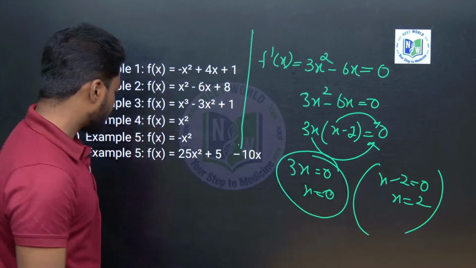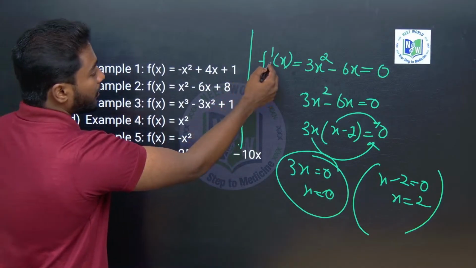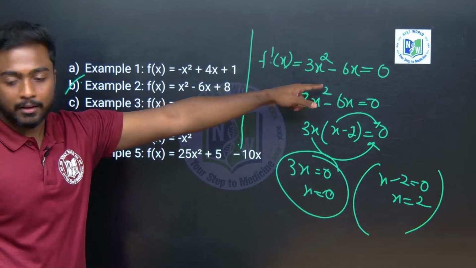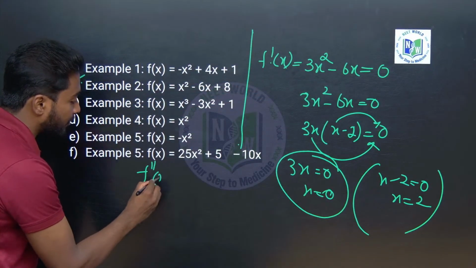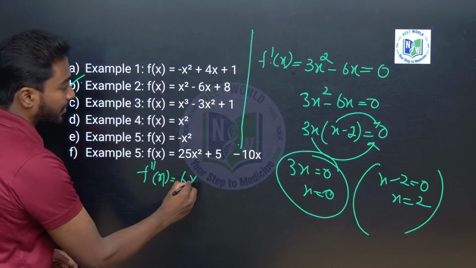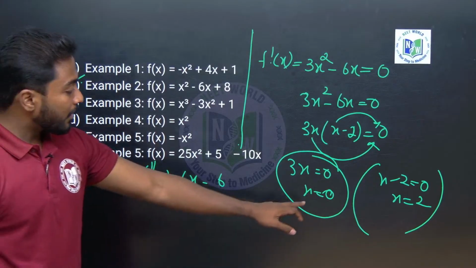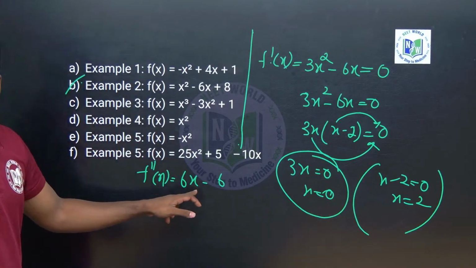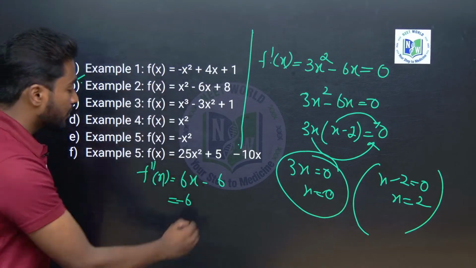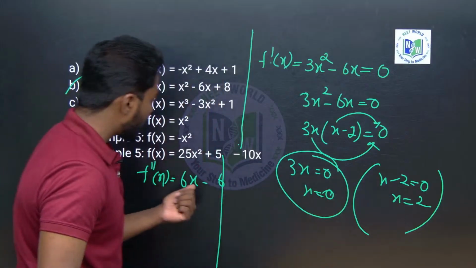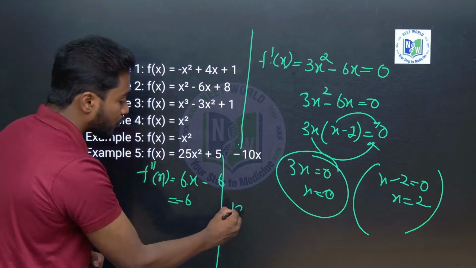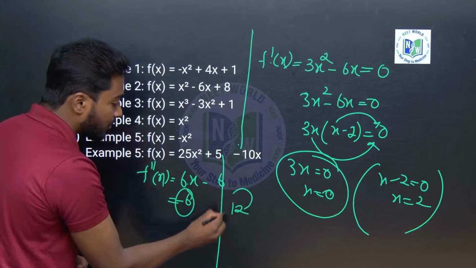Two values I got. Now take the differentiation function f dash x and double differentiate it. So f double dash x is, if I differentiate, 6x minus 6. Now take x equal to 0, apply the value here, I will get minus 6. If I take 2 and apply here, I will get 6 into 2, 12 minus 6, which is 6. So one is minus, one is plus.